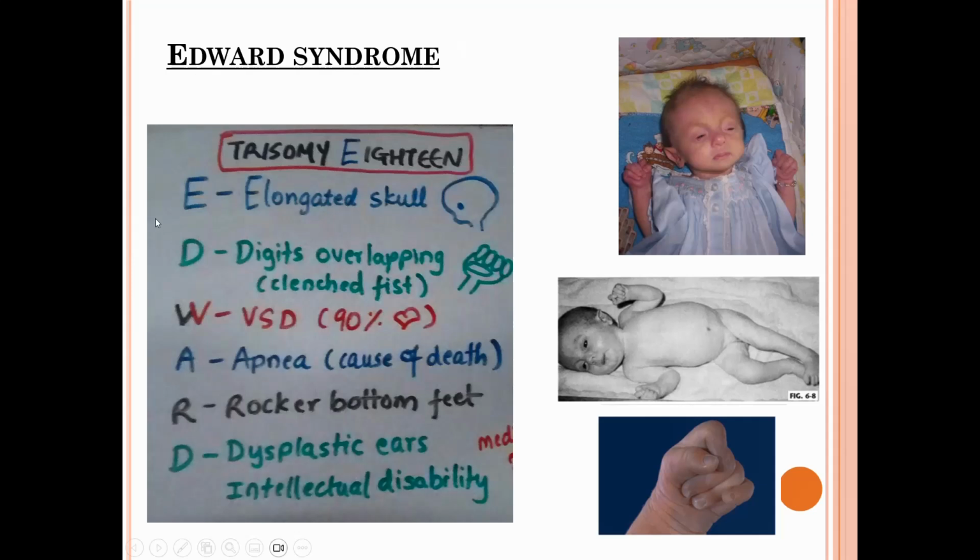What are the features of Edwards syndrome? You can see in the name itself, E for elongated skull, D for digits overlapping, there can be clenched fists, W, instead of W you can say V, V means VSD, all of you know what is VSD, A for apnea, and that becomes the cause of death, R for rocker bottom feet, and D for dysplastic ears, and there is intellectual disability. So you can see here, that is Edwards syndrome. In MCQ they will ask you. So it is trisomy chromosome 18.